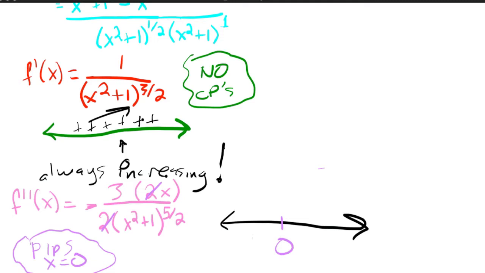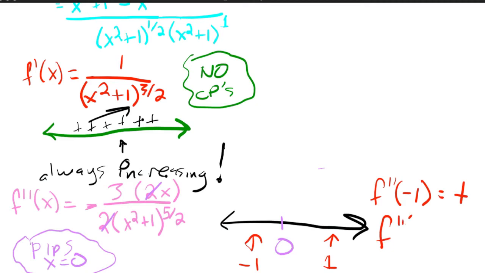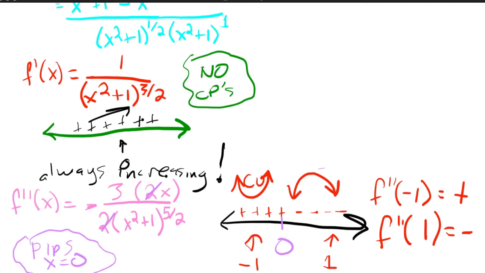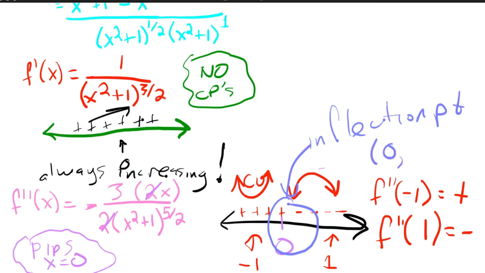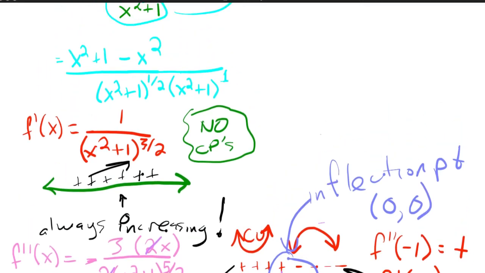And so let's plug in test points on the left and the right into the second derivative. And if you plug in -1, you'll notice that this guy is going to be positive. If you plug in +1, you'll notice it's negative. So you've got positive, which means concave up, and then you've got negative, which means concave down. So what this tells us is that we have an inflection point at the point 0, and then if you plug 0 into the original, you'll notice that you get 0 for the y value. Oh, inflection.